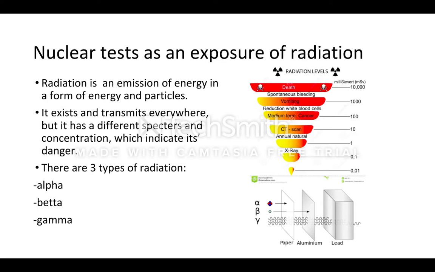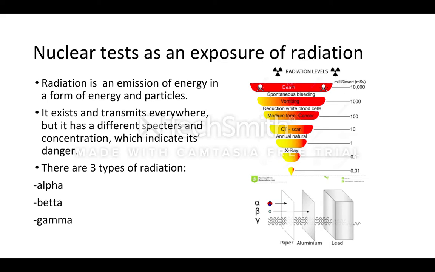Therefore, it can be stated that, according to the statistical analysis, during the explosion of the atomic bomb, more than 10,000 microsieverts was released into the environment. Therefore, it would be deadly for the population which lives in nearby regions. Radiation divides into three types: alpha, beta, and gamma. What is the difference between alpha, beta, and gamma? You can see that alpha is the weakest one and gamma is the most dangerous.